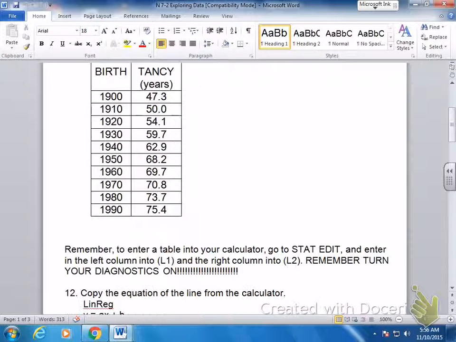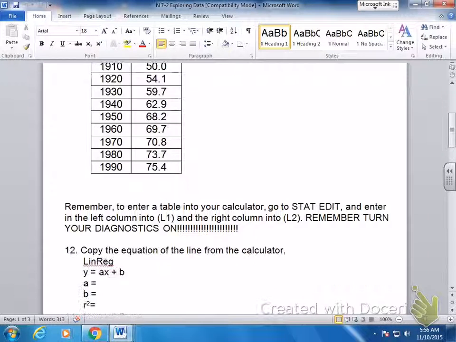Once you do that, we need to make sure that our diagnostics are on, and we need to go to Stat again, go right to Calc, and then we want linear regression. So go ahead and throw those in there, and we'll put those down at the bottom. So we need to pause for a second.